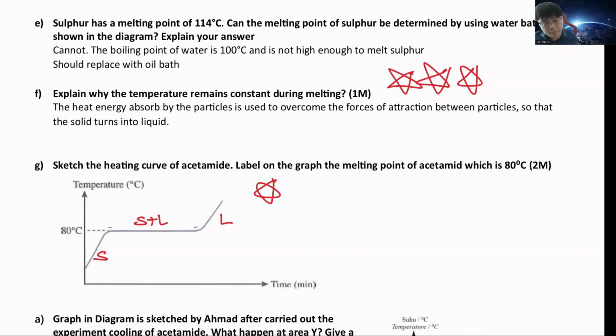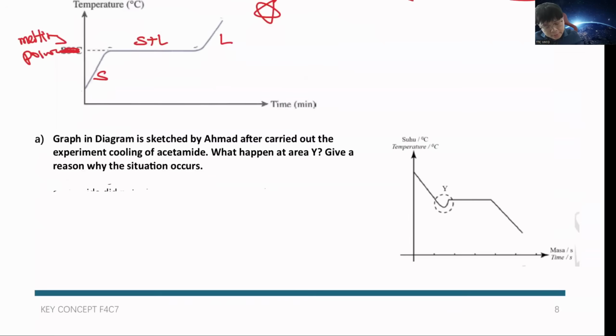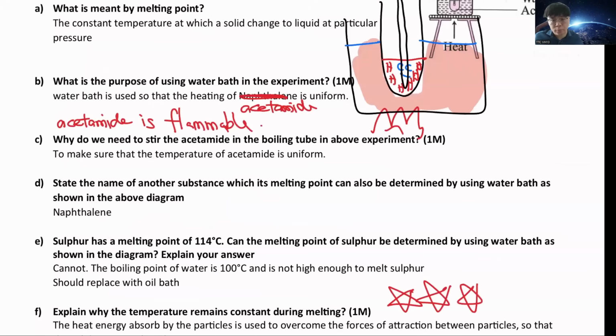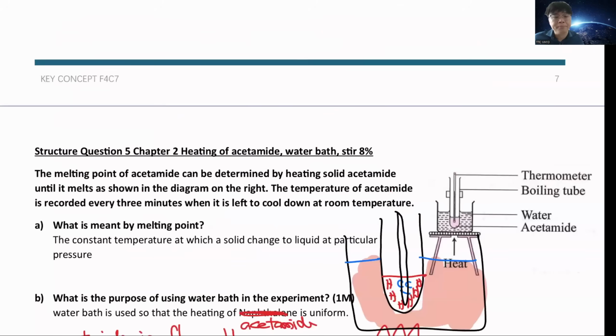And you need to sketch the graph. Please sketch like this. They might tell you the melting point is 80. If they don't tell you, you just change this one to melting point. It depends on the question, okay? Then this is called supercooling, because if you don't stir, it will cool down. So you need to continue stirring to avoid supercooling. This question should be roughly at least about 8 marks.